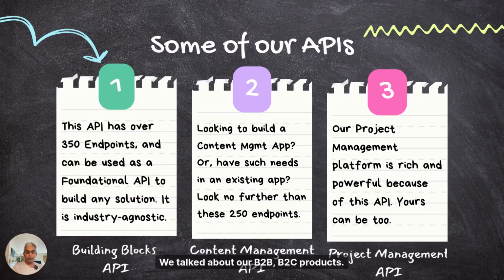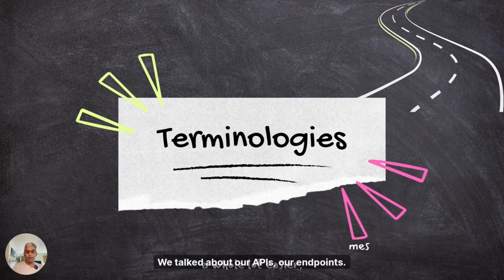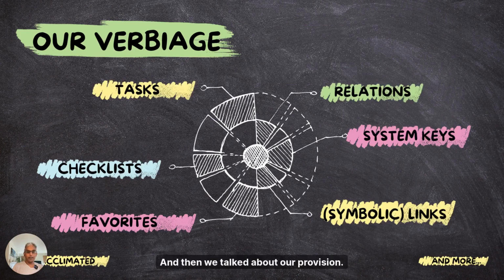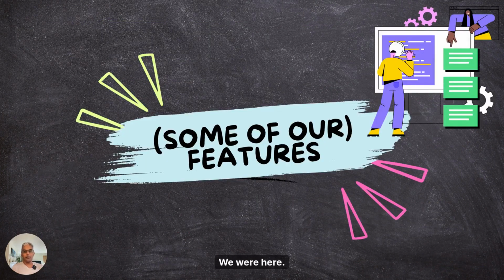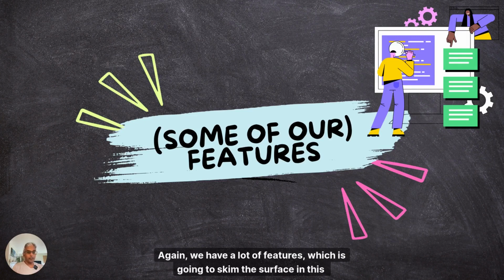We talked about our B2B, B2C products. We talked about our APIs, our endpoints. We talked about our terminologies. And then we talked about verbiage, and we were here. So in this one, let's take a look at some of our features. Again, we have a lot of features. We're just going to skim the surface in this presentation, much like we did in the previous ones.